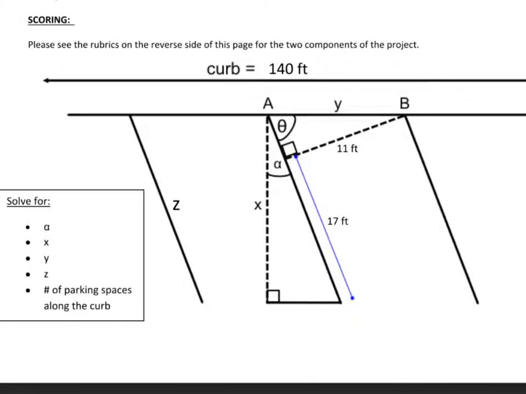Okay, for this parking lot project, we have to find A, X, Y, and Z. But also we have to find the number of parking lot spaces that we can fit on this 140-foot curb.